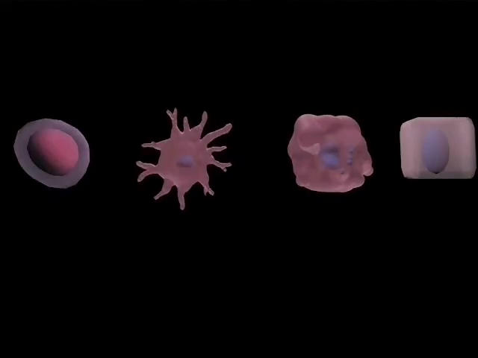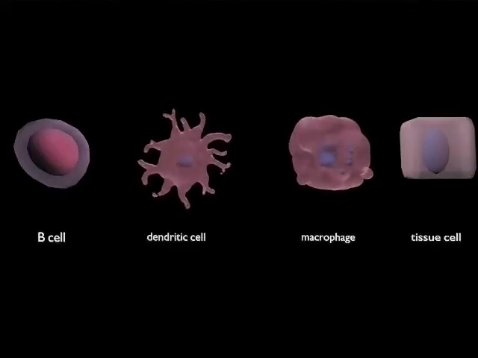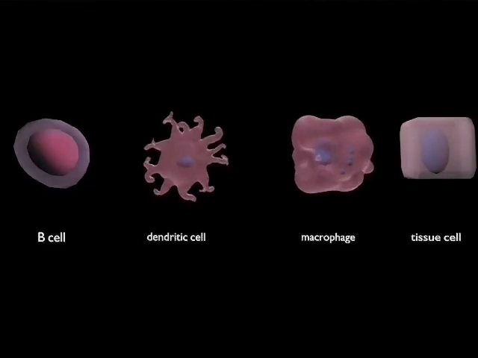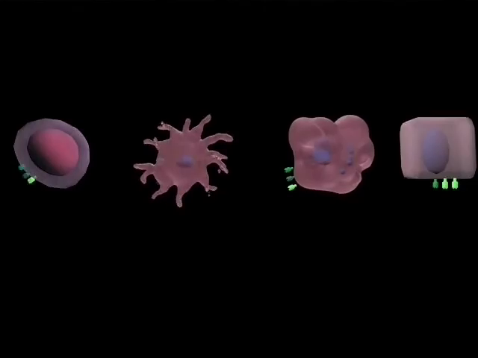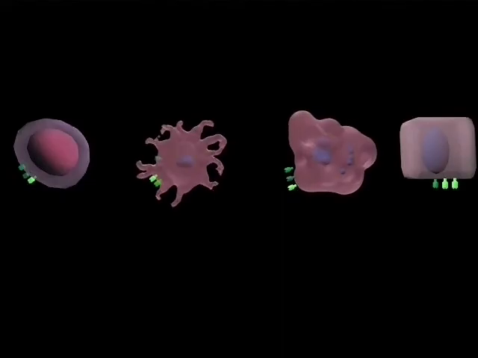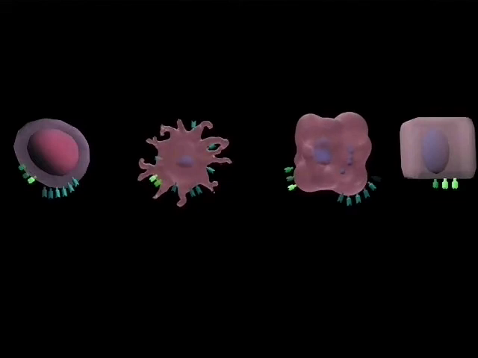The main antigen-presenting cells are the B cell, the dendritic cell, and the macrophage. These cells can present antigen to CD4 positive cells. Additionally, all nucleated cells can present to CD8 positive T cells. All cells of the body express class I molecules encoded within the major histocompatibility complex, or MHC. Additionally, the B cell, the dendritic cell, and the macrophage express MHC class II molecules.